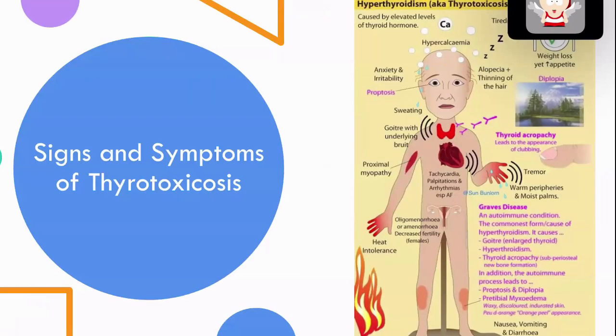So signs and symptoms, we've kind of spoken a bit about this, but I just thought these diagrams were very helpful. There in pink, you have the particular Graves' disease symptoms. So your goiter, your thyroid acropachy, your pretibial myxedema, and all of the eye manifestations, so proptosis, diplopia, etc. And then the rest of the diagram has our more general hyperthyroid signs and symptoms.